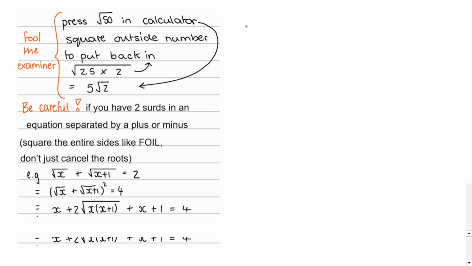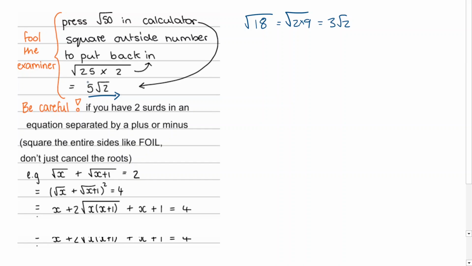Using my brain with, again, something like 18, it could be 3 times 6, but a better choice would probably be 2 times 9, because then the perfect square number 9 can be square rooted. So it comes out as 3, the 2 can't, so it stays in there. But if you want to use your calculator and fool the examiner, you can just press square root 50 in your calculator. It will jump you straight to the answer, but you've jumped there too quickly.